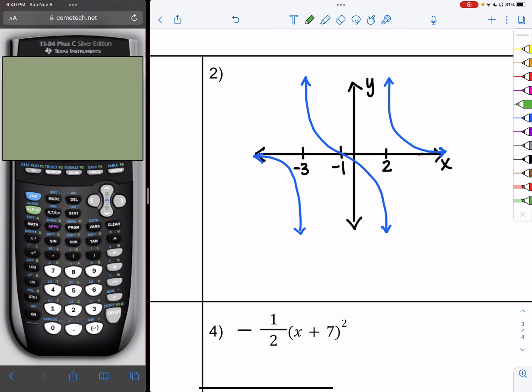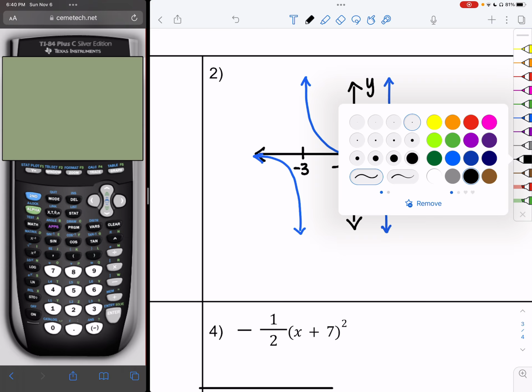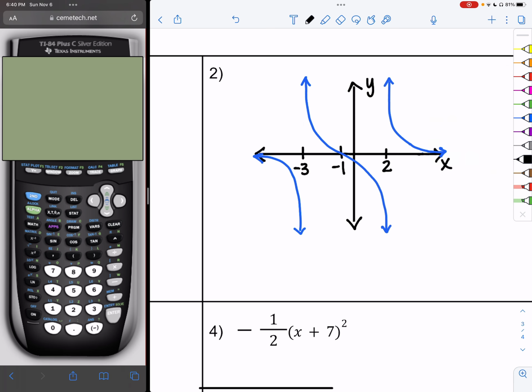So when I do that for number 2, I am going to look at my x-intercepts and my vertical asymptotes. So I'm going to draw my graphs here. So here I have a vertical asymptote. I have one at -3. So I'm going to put a -3 here.